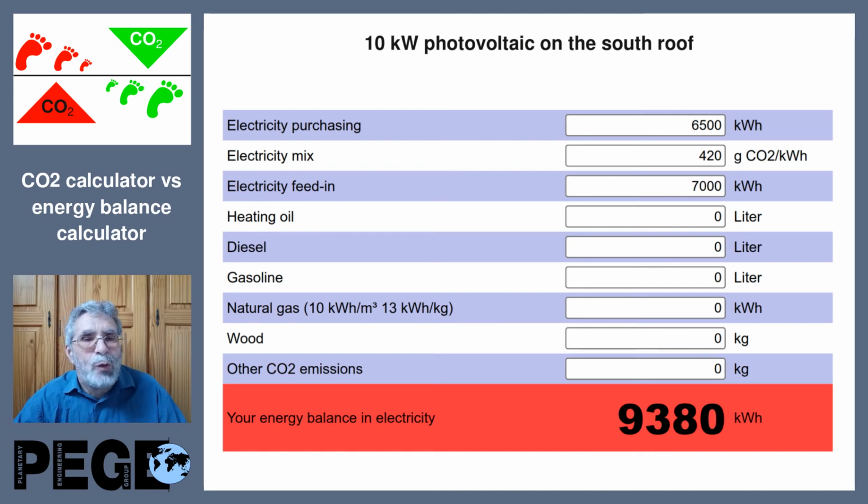And now we mount on the south roof 10 kilowatt of photovoltaic. And this 10 kilowatt of photovoltaic produce 10,000 kilowatt hours of electricity per year. Hurrah, we should now be positive. We use only 9,500 kilowatt hours and we produce 10,000 kilowatt hours.